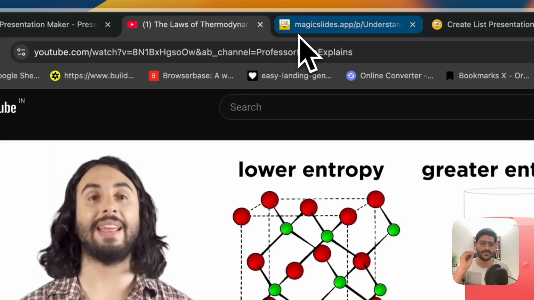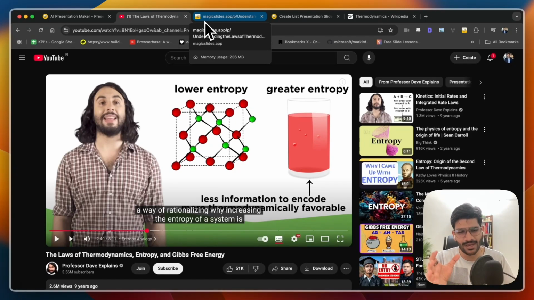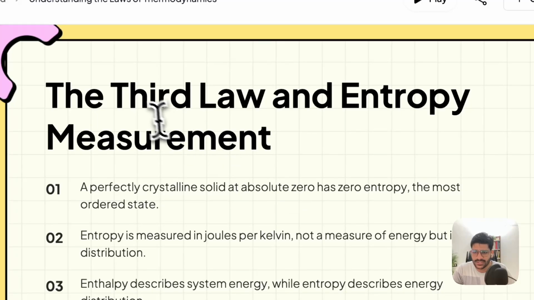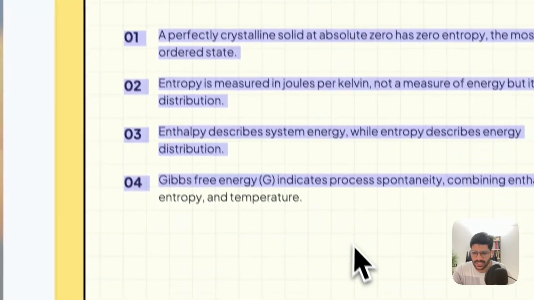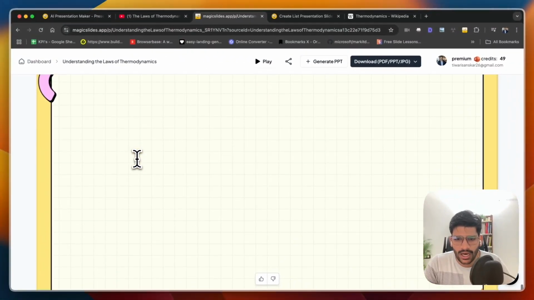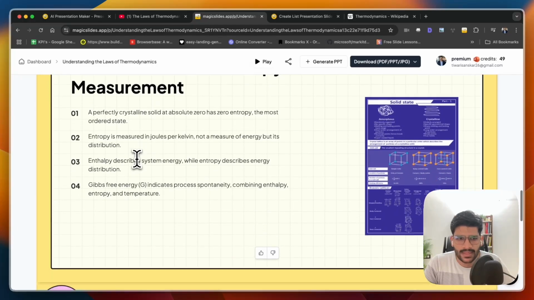Being very clear about what we are doing with the YouTube video: we are not providing the whole video to the model right now. We do plan on doing that, but it's just too expensive right now, so please don't have those expectations. But I feel the transcript does a good job as well. So you can see the third law in measurement gives free energy and spontaneity. Okay, and there's your presentation.